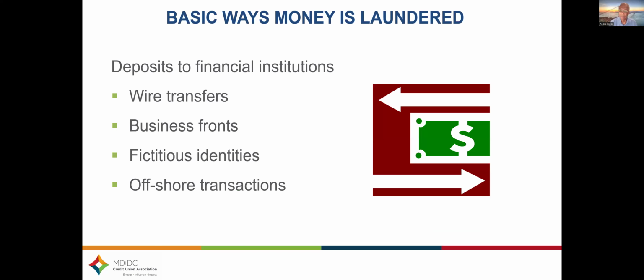And as for the ways to launder the money, you must deposit it into the financial services industry. You can't put it under your mattress. You can't bury it in the ground. That's not going to launder the money. You must deposit it into the financial services industry by means of wire transfers. You have business fronts, fictitious identities, offshore transactions. These things must take place to launder the funds. Without that, you can't launder it.